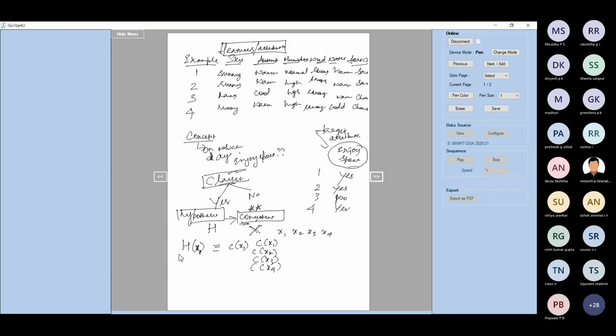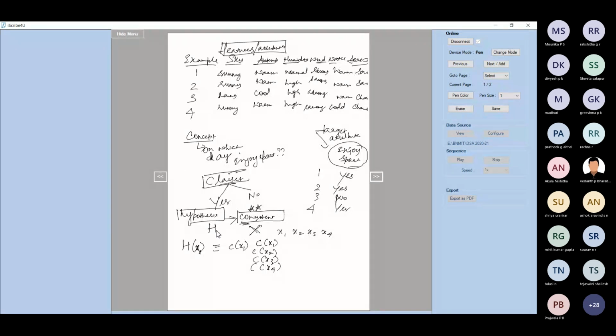So whatever your hypothesis categorizes or classifies x1 as, it should be equal. If the hypothesis says it is true, then the concept that exists in the data set should also be true or yes. That is what we mean by consistent. So I hope you got the idea of what is consistent.